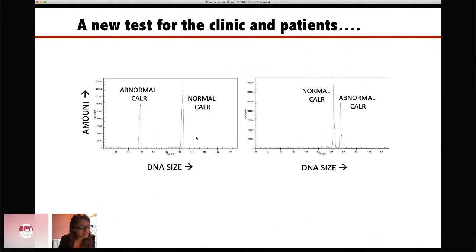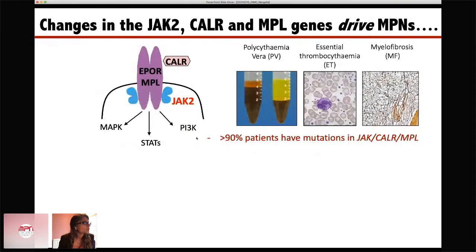And because the calreticulin mutation leads to a change in the size of the protein, what you can do actually is, rather than just test for the actual mutation, you can look to see whether a patient has a normal sized CalR gene, or a slightly bigger or slightly smaller size. And if they do, then that's in keeping with it being a mutation. So in effect, changes in the JAK2, the CalR, and MPL, which I haven't yet mentioned, but it essentially does the same thing as a CalR mutation.